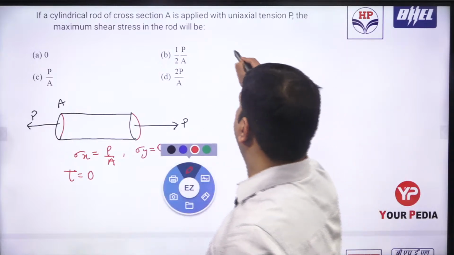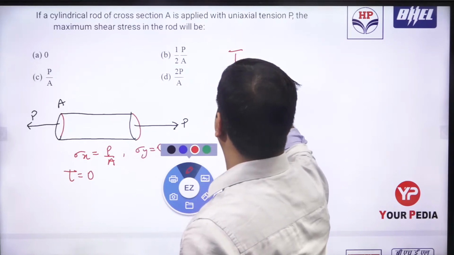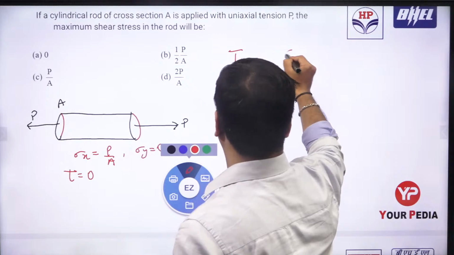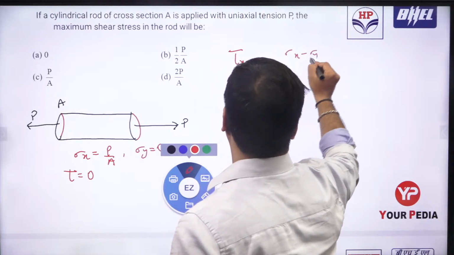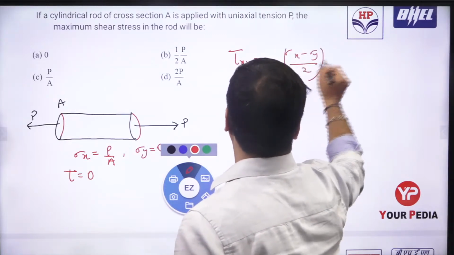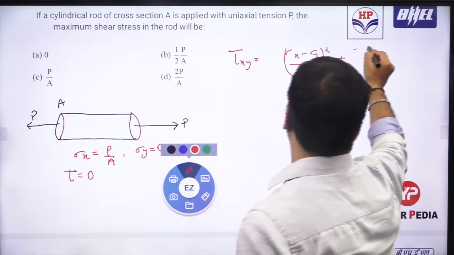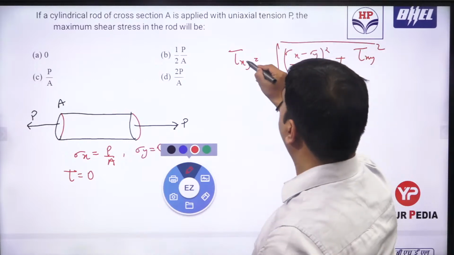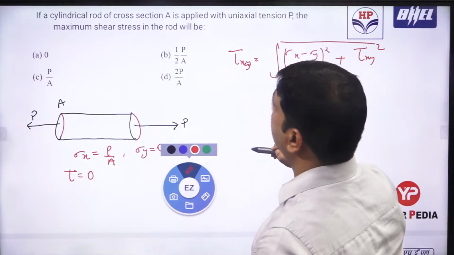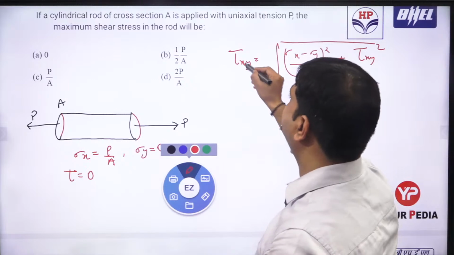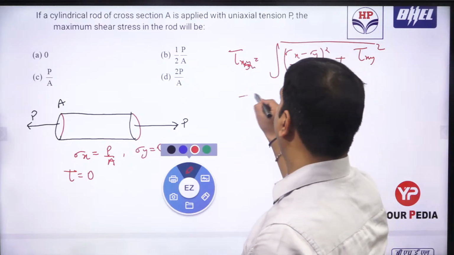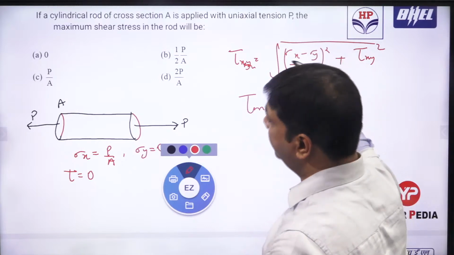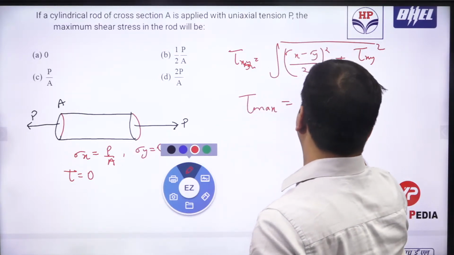So I'm just finding out tau xy, tau equals to sigma x minus sigma y by 2 का square plus tau xy का square. This is not tau, this is only tau. So this is a maximum shear stress, tau max. So tau max equals to sigma x की वैल्यू कितनी है? Sigma x equals to P by A. Yes, sigma x ही लिख लो.